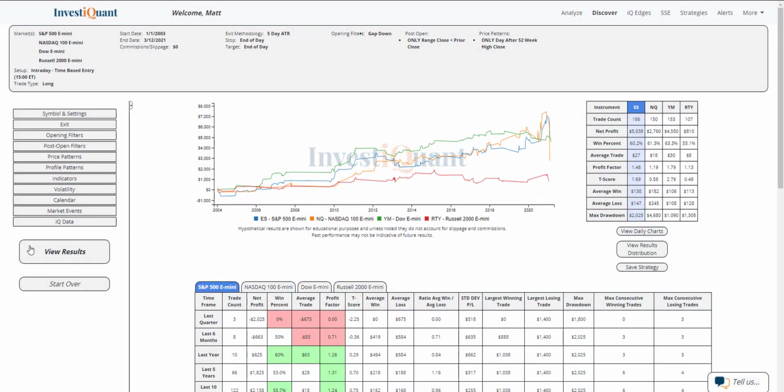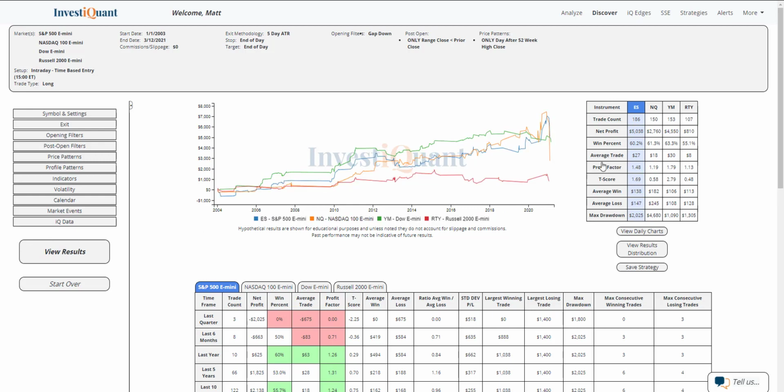And here we go. These are the results of going long at 3 p.m. Eastern time when you gap down following a 52-week high close and you're still trading below yesterday's closing price at 3 p.m. Eastern time. Historically, the S&P has 186 samples here, so this is a pretty regularly occurring pattern. The NASDAQ 150, the Dow 153, and the Russell 107 samples.